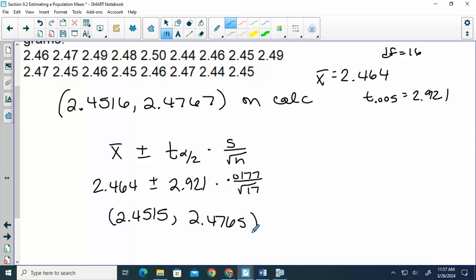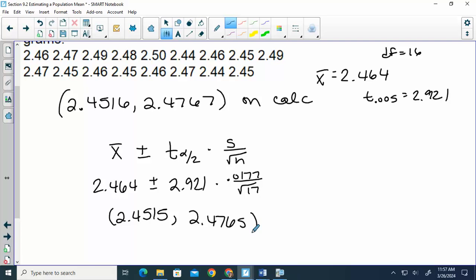So is this exactly the same as our calculator? No, it's pretty close. The reason it's different is our standard deviation, we rounded to 4 decimal places. If we kept all of them, it would have been more accurate. So just make sure, because depending on whether you do it by hand or from the calculator, your final digits may be a little bit different. Make sure you're showing me enough work that I know how you got what you were doing.